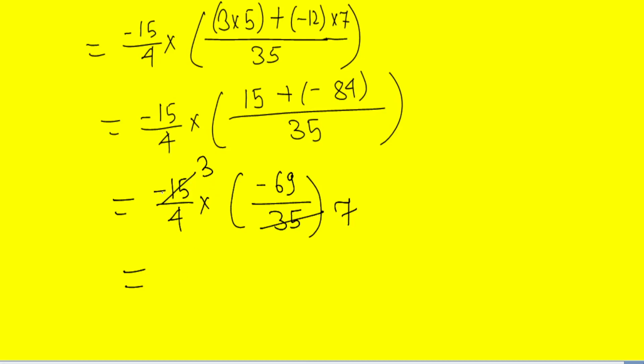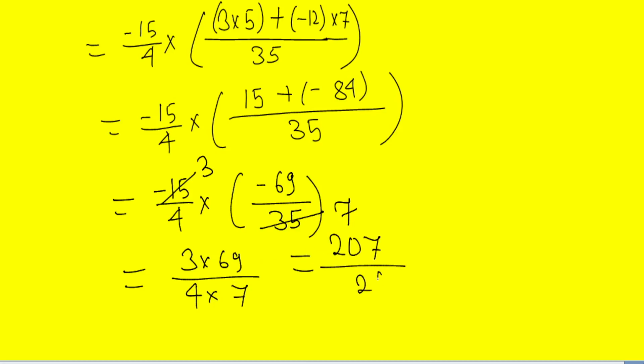ठीक है, अब नेगेटिव एंड नेगेटिव विल बिकम पॉजिटिव, so 3 multiply 69 upon 4 multiply 7. It is clear, beta? Now 69 multiplied with 3 is 207 whole upon 7 multiplied 4 is 28. So the value of left hand side is 207 upon 28. Now let's find the value of right hand side.